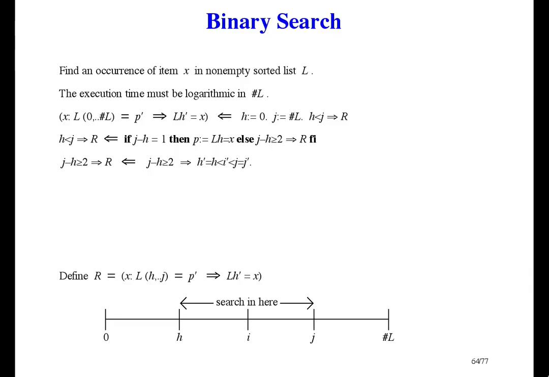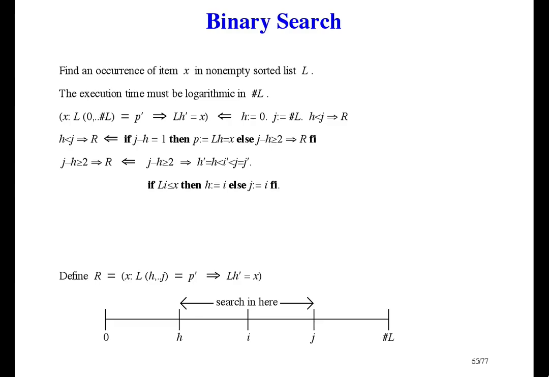Now the question is, which part, H to I or I to J, should we continue to search in? So we compare L of I with X. This is where it matters that the list is sorted. If L of I is smaller or equal, we continue to search in the right part. So move H up to I. If L of I is bigger than X, we look in the left half. So move J down to I.